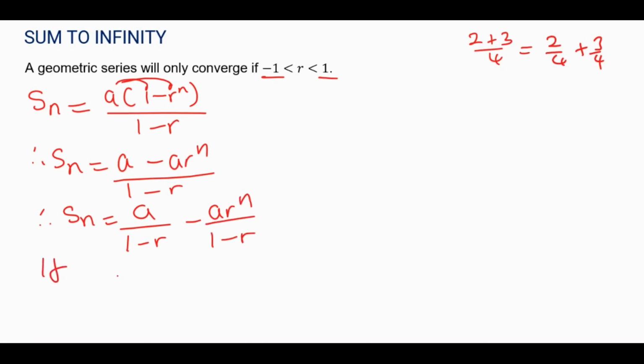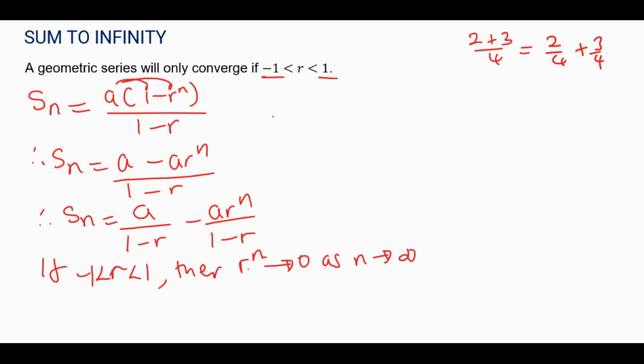If r is between -1 and 1, then what does it mean? r to the power n approaches 0 as n approaches infinity. It means that as n becomes bigger and bigger, r to the power n approaches 0.